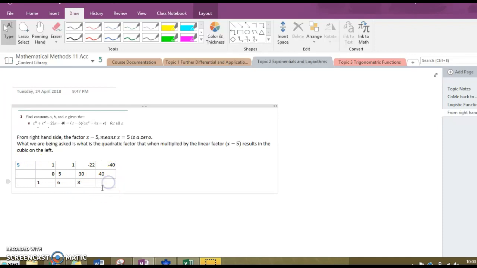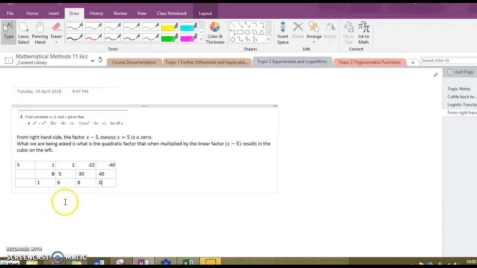And what it should result in, if we've done it correctly, is that any time you're using a 0, which this one was given to us in the question, the number in the bottom right hand corner should be a 0. So negative 40 plus 40 results in 0. That's a test to check that that is a 0. Because it was given to us, in this case it's a check to identify whether it was done correctly.